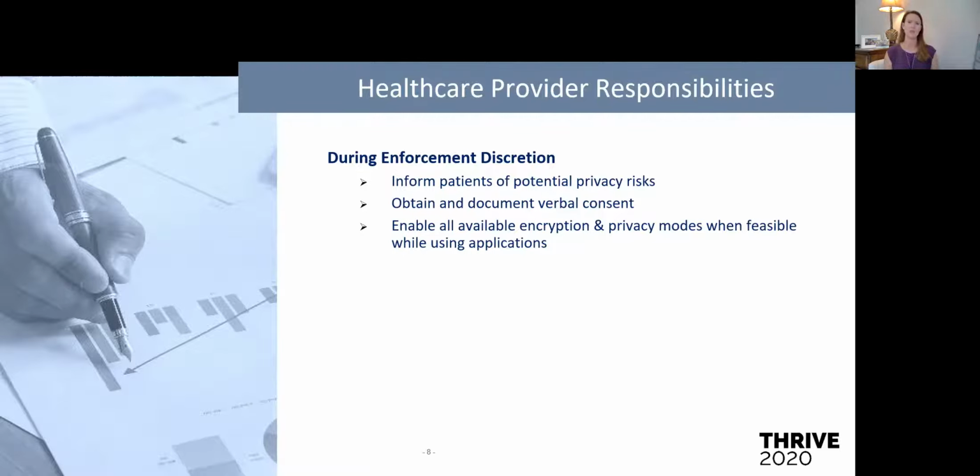Document that in the record so that you can show that you did take that extra step. And then if you are using a platform that has enhanced security, I recommend, and so does the OCR, that you go ahead and enable those security measures. If there is encryption available, if there are privacy modes available, whatever you can do on your end, you want to make sure that you're doing that, even though we are under this enforcement discretion umbrella.